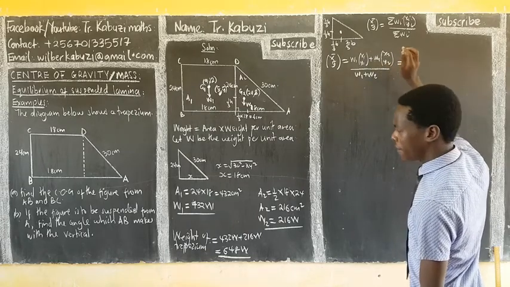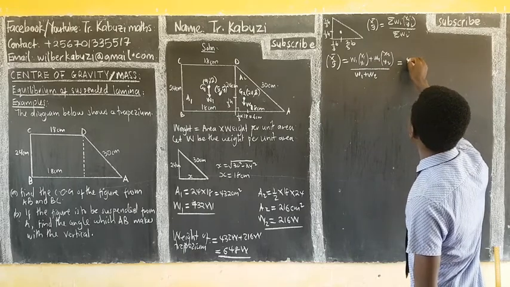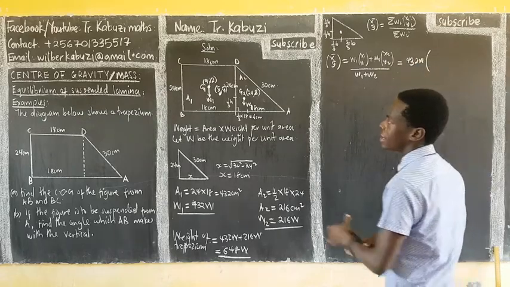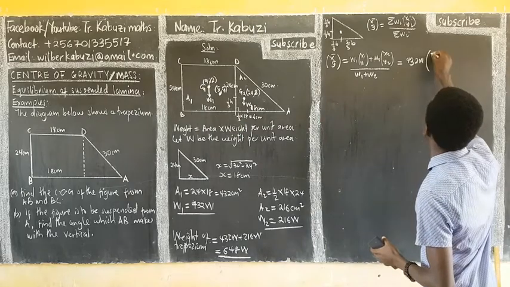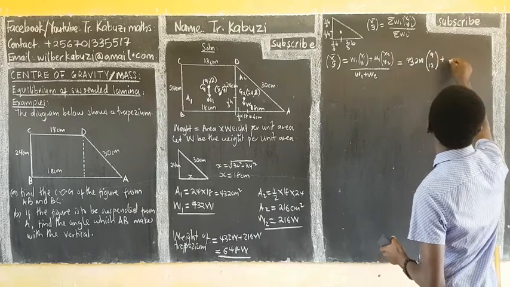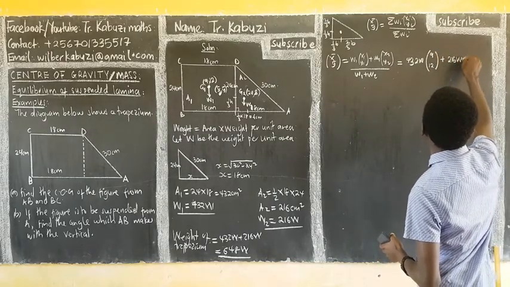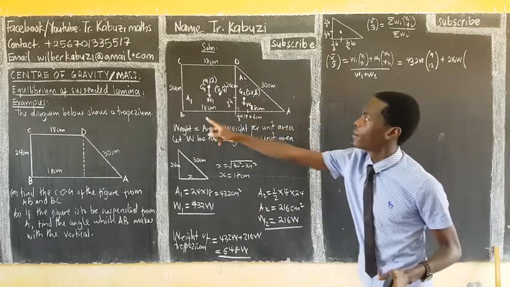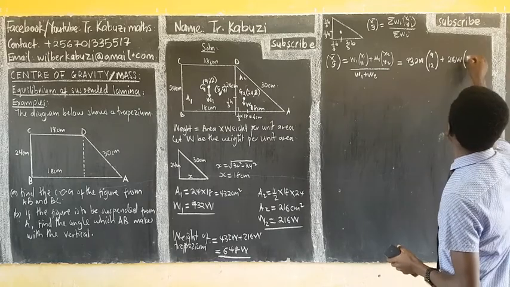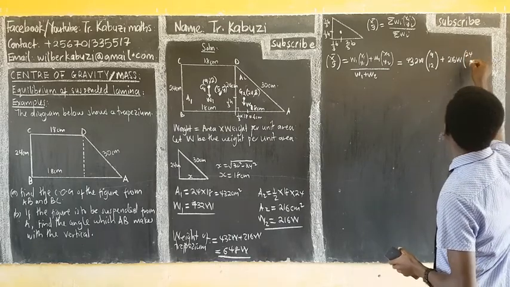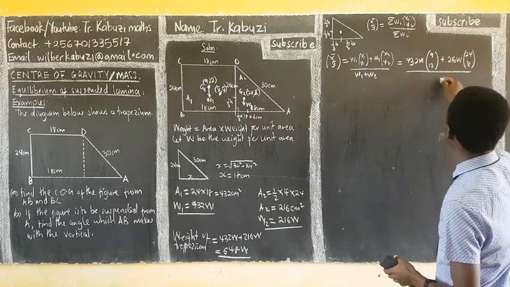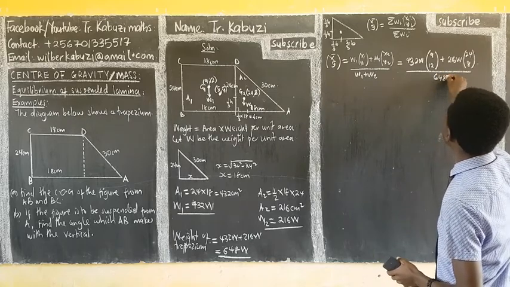My weight 1 is 432W. Where is it acting? This weight 1 is acting here at 9, 12. Then plus my weight 2, which is 216W. This is where it's acting from BC and AB, so it's acting at 24, 8. Then the whole over the sum of these two, which we saw was 648W.